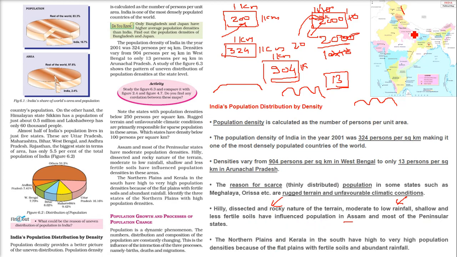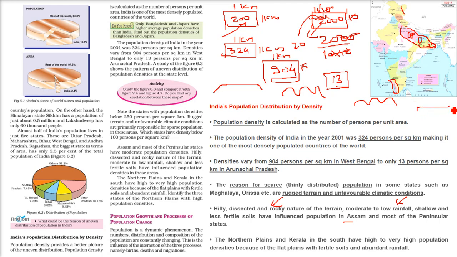So the northern plains and Kerala, like this plain I'm talking about, see, we talked about a few places like Uttar Pradesh, West Bengal, and Bihar. All these are in the same belt. So the northern plains and Kerala in the south have a very high population density. That is, the number of people living in a 1 kilometer by 1 kilometer area is quite high.